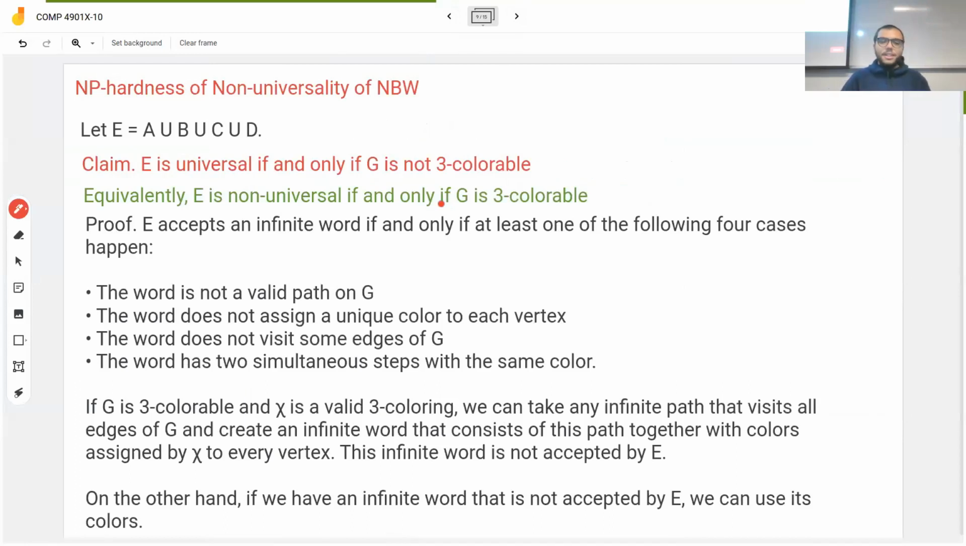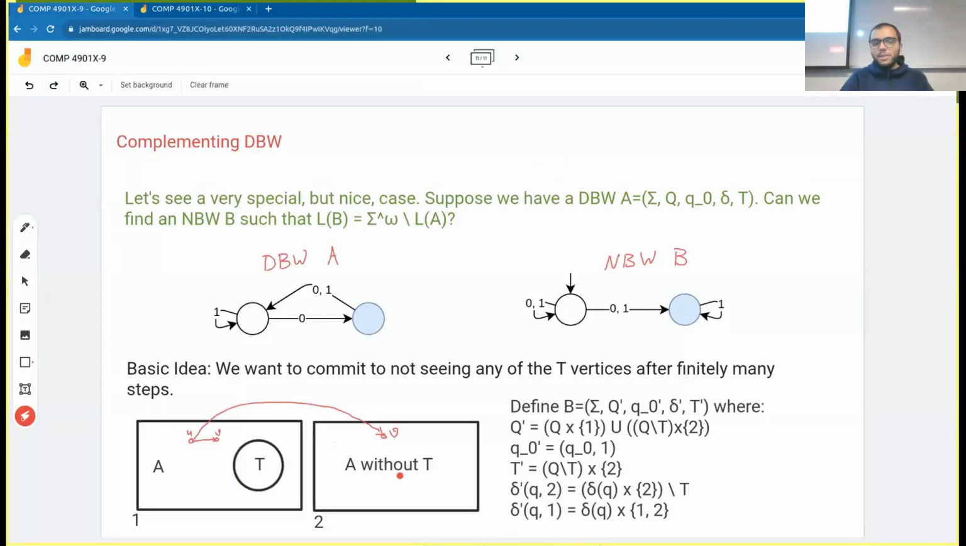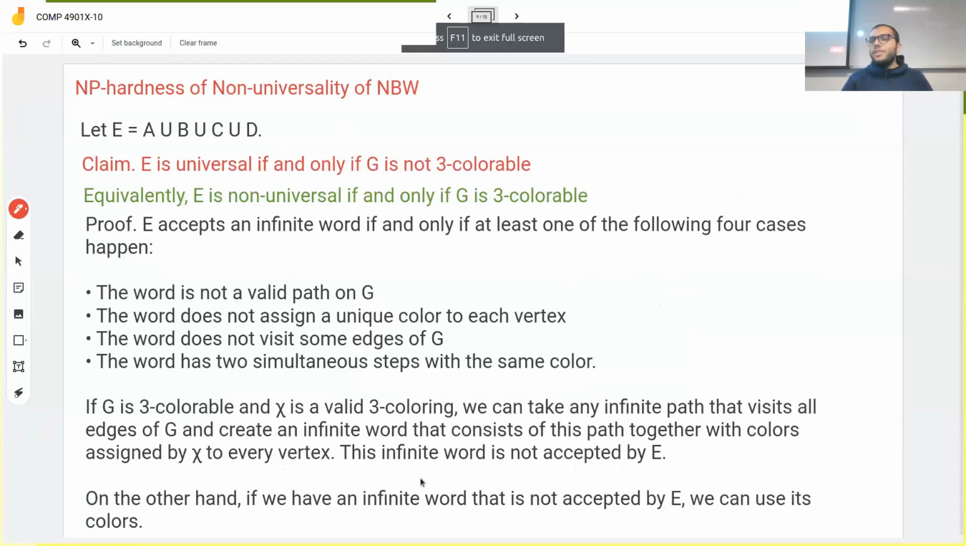Now, before going there, what did we just see? We saw that complementation of deterministic Büchi automaton is actually quite easy. We had an easy way to do it. This was the way, and it was polynomial time. But then we saw that we cannot complement non-deterministic Büchi automaton in polynomial time, of course, unless P equals NP. We don't know. If P is equal to NP, then maybe you can do it. But if you can do it, you've also proven that P is equal to NP. And that's because non-universality is NP hard.